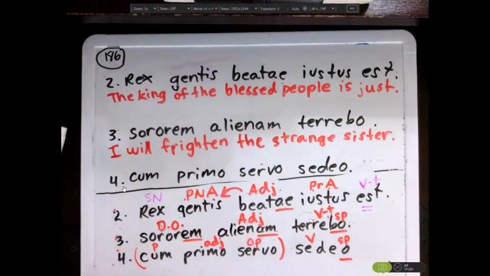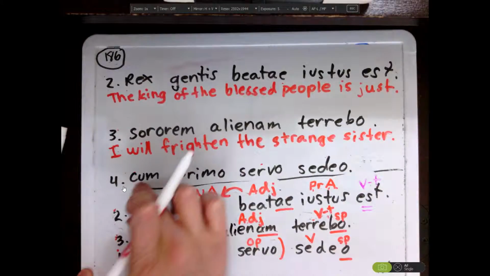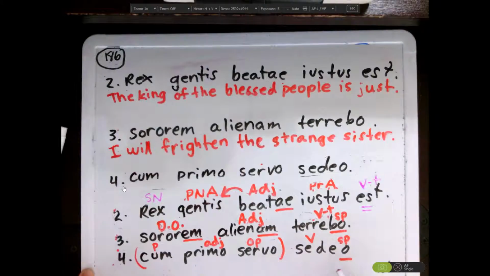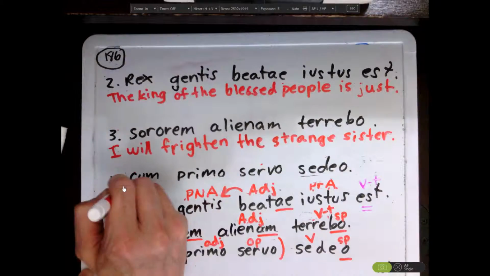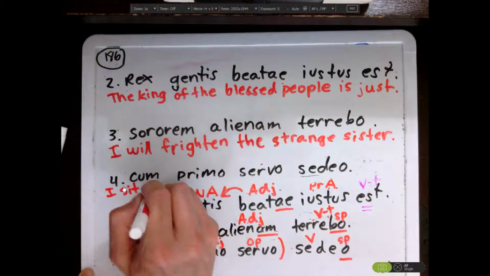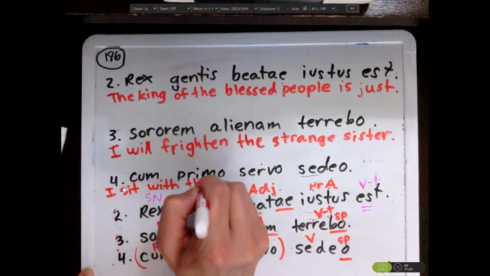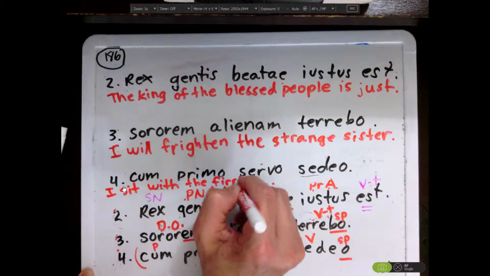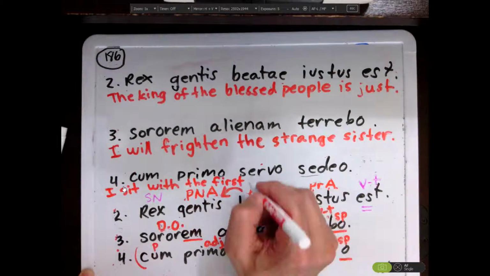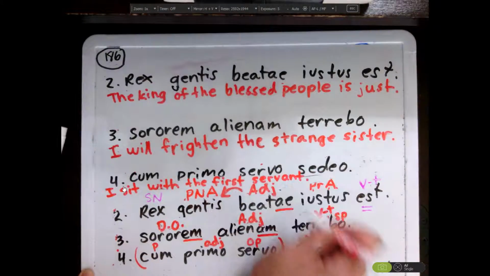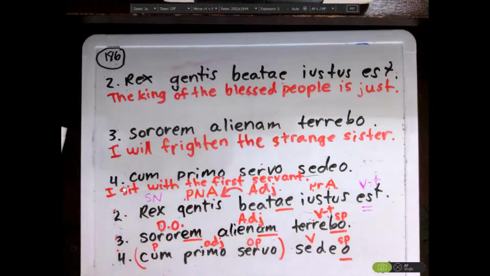So we'll go up to the top, and it looks like I'm really out of space. I need to remove that little line and make some room for me to put it. Cum primo servo sedeo. Subject pronoun I, sedeo, I sit, cum, with, primo, the first, servus, servi, servo, servum, servo, the first servant. Oh, there we go. I sit with the first servant.